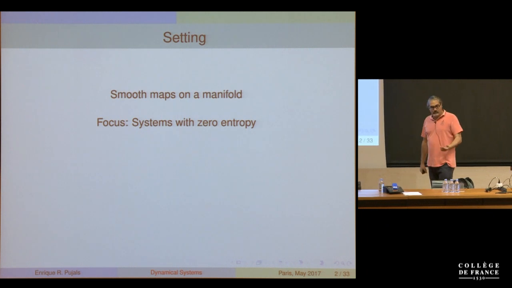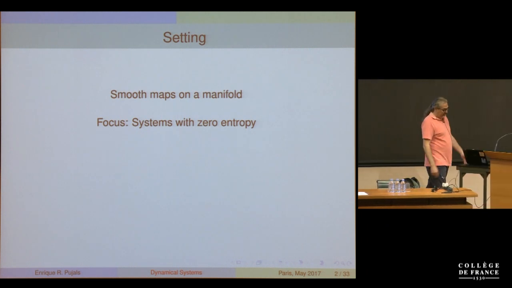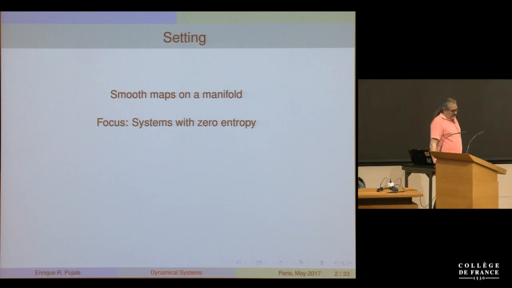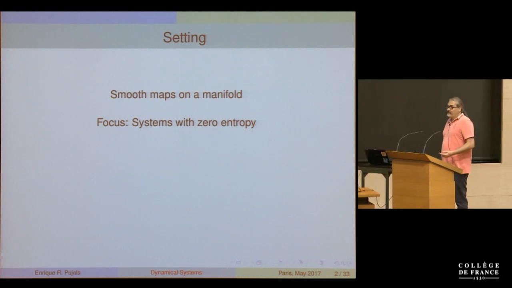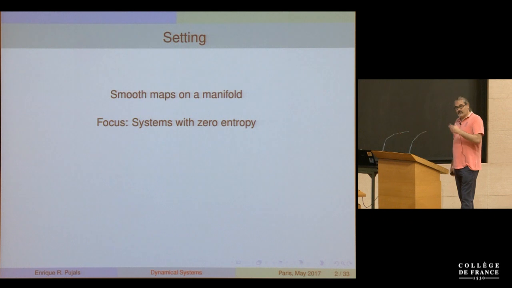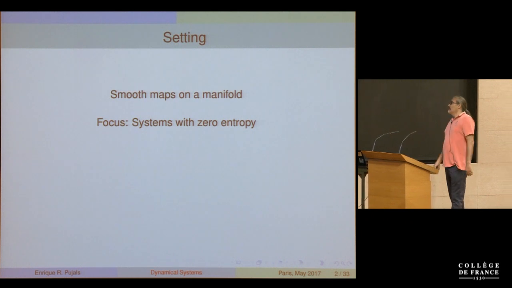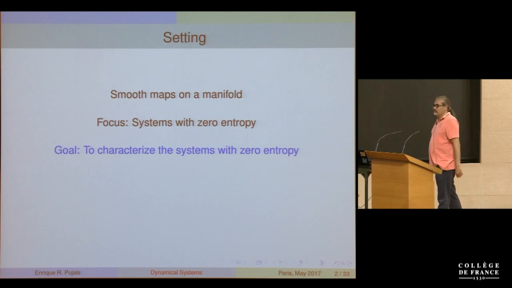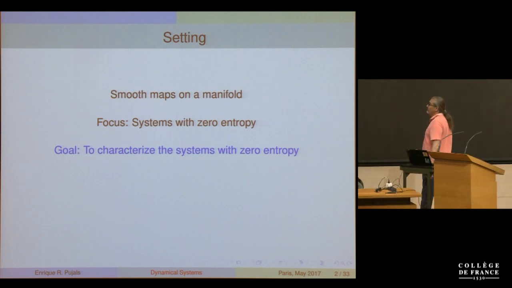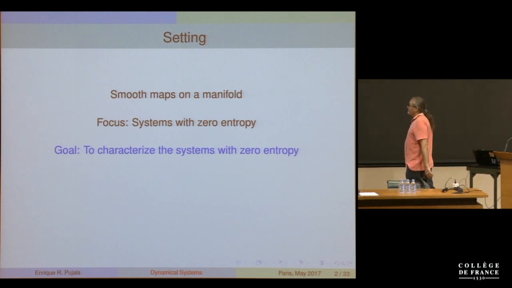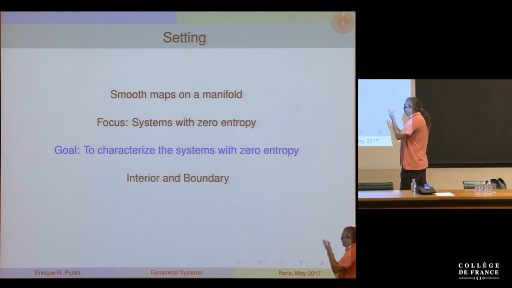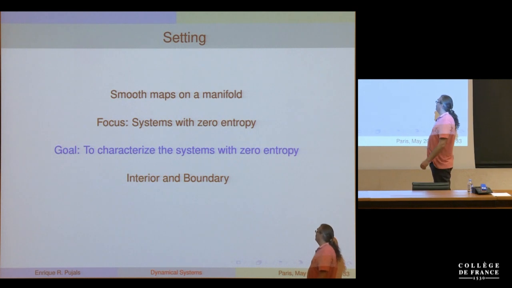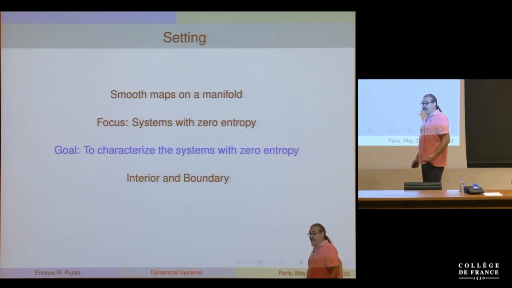Well, we know the notion of entropy, and we want to understand it. A typical example of a zero entropy map is a Morse-Smale map, or an irrational rotation. And the goal is to characterize the ones that have zero entropy. So it's possible to say a lot about which ones have zero entropy, and in particular to try to understand the interior of the systems that have zero entropy and the boundary.